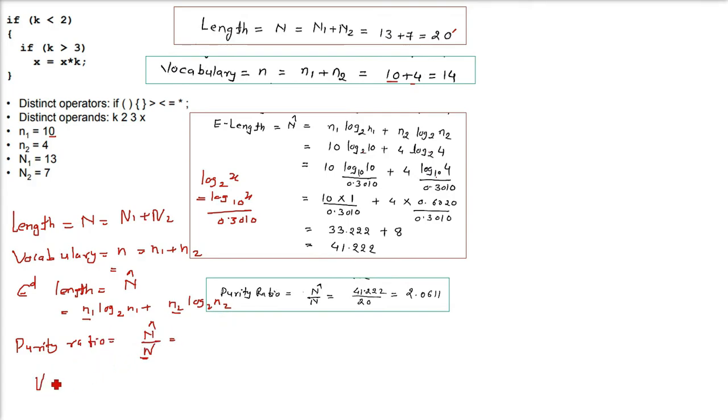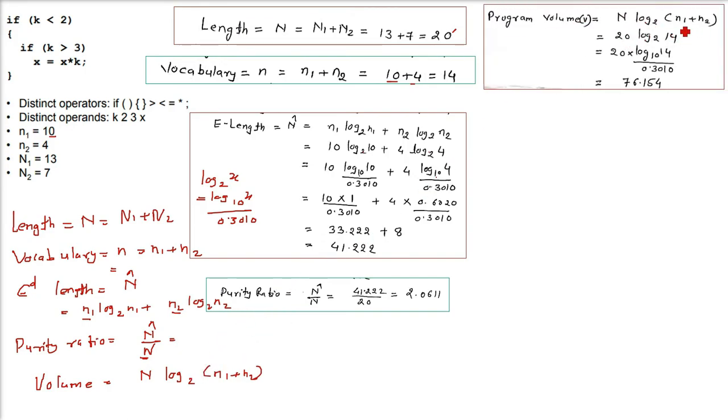Next thing is program volume, or just volume. So volume will be capital N log base 2 of small n1 plus small n2. So 20 is capital N, log base 2, n1 plus n2 we have already computed, it is 14. As I'm saying, you have to change the log base 2 to log base 10, just divide it by 0.3010, 76.154 will come. Now volume is there, now difficulty. The difficulty will be small n1 by 2 into capital N2 by small n2.